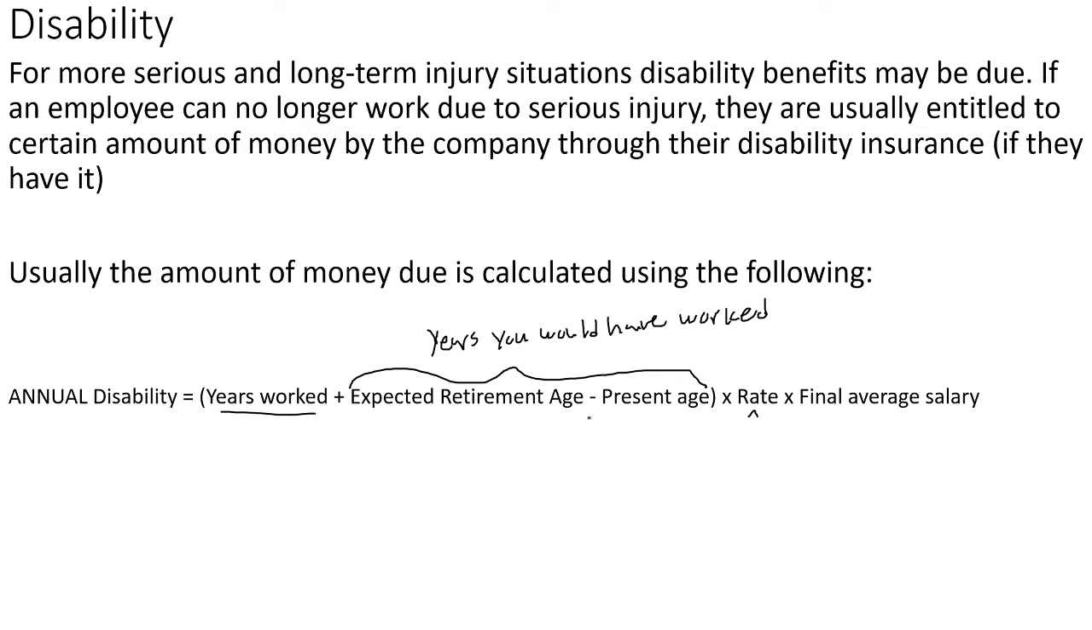So again, sometimes you're given the expected retirement age and the present age. Sometimes you're just simply told, okay, they worked for 10 years and they would have worked for 20 more years, and then you have that value right away. So sometimes you need to do the subtraction, sometimes you don't. It just depends on the information that they give you.